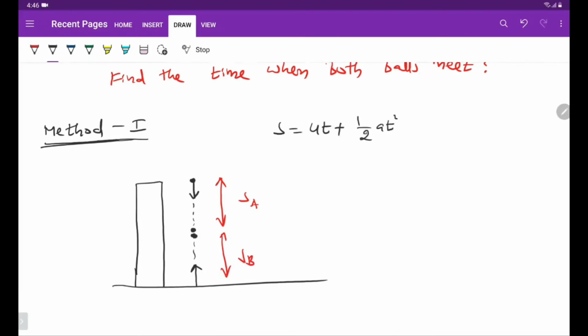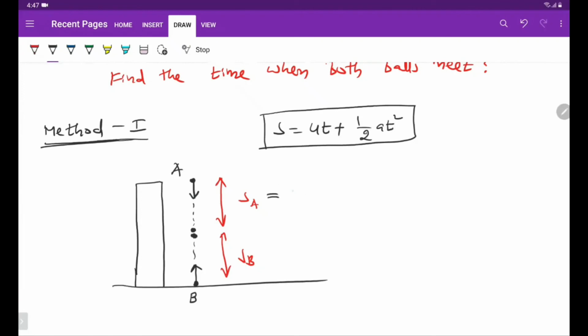So S is equal to ut plus half at squared, the formula we know. For ball A, follow one coordinate system; for ball B, follow another coordinate system. For ball A, downward is positive. For ball B, upward is positive. Ball A is coming down, so take downward as positive. Ball B is coming up, so upward is positive. So apply this formula, S is equal to ut plus half at squared.